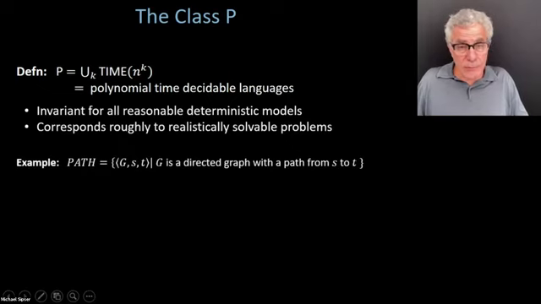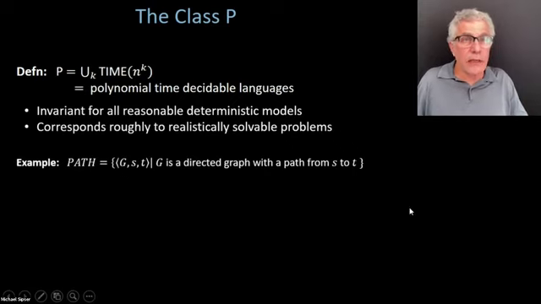So let's look at an example. Let's define a new language we haven't seen before, though it's similar to procedures that we've looked at before. The path language, where I'm going to give you a graph, G, and two nodes in the graph, S and T, where I'm thinking of G as a directed graph. Directed means that the connections between the nodes in G have arrows on them. They're not just lines, but they have an orientation with an arrow. So G is a directed graph that has a path from S to T that respects the directions.